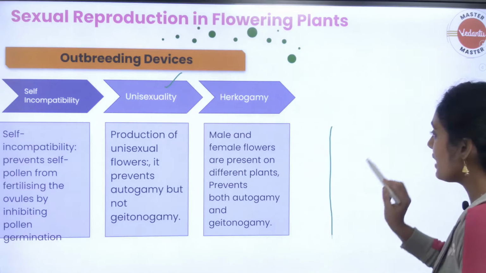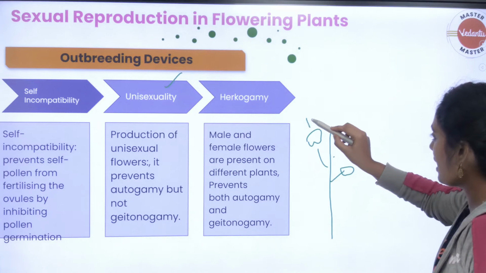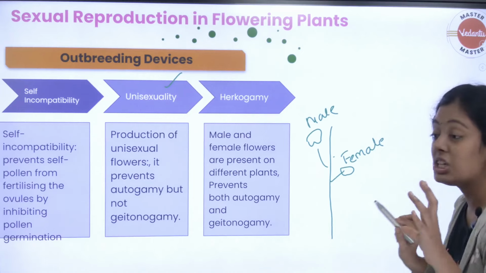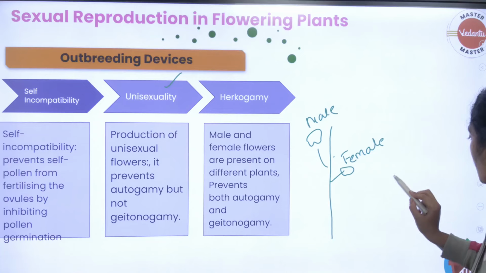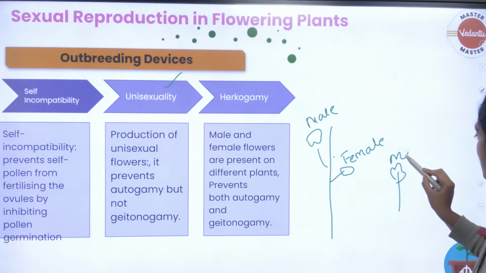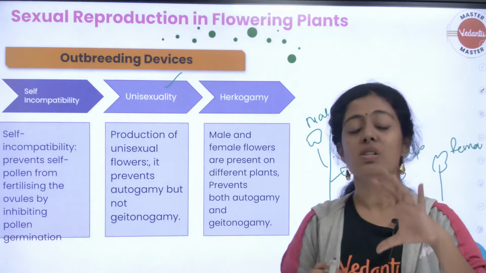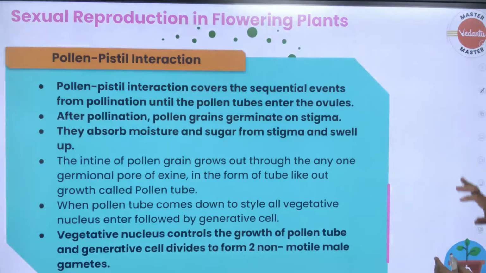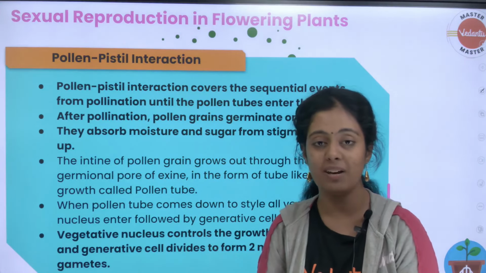Unisexuality na, ipo or flower or plant irukku na, and the plant la vandu male flower, female flower thani thaniya irukum. So this is going to avoid autogamy, but the geitonogamy will not be avoided. Okay, then you have hercogamy na, I'll have one plant that will produce only male flowers, I have another plant that will produce only female flowers. So, this is the hercogamy. So, these are the five, the most important outbreeding devices. So, the devices that avoid self-pollination are called outbreeding devices.